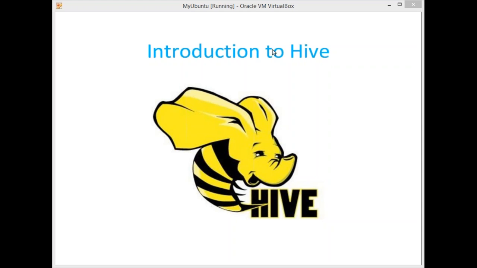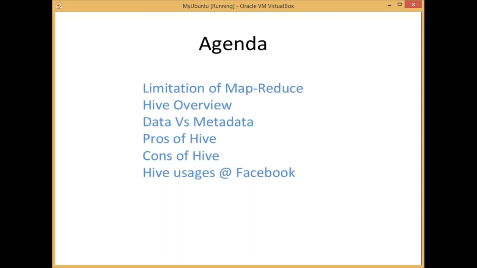So the topic for today's class is Introduction to Hive. Hive is a sub-technology just like HBase, and it also depends upon Hadoop. So let's start the class with the agenda. The agenda for this class is limitation of MapReduce, Hive overview, data versus metadata, pros of Hive, cons of Hive, Hive uses at Facebook.